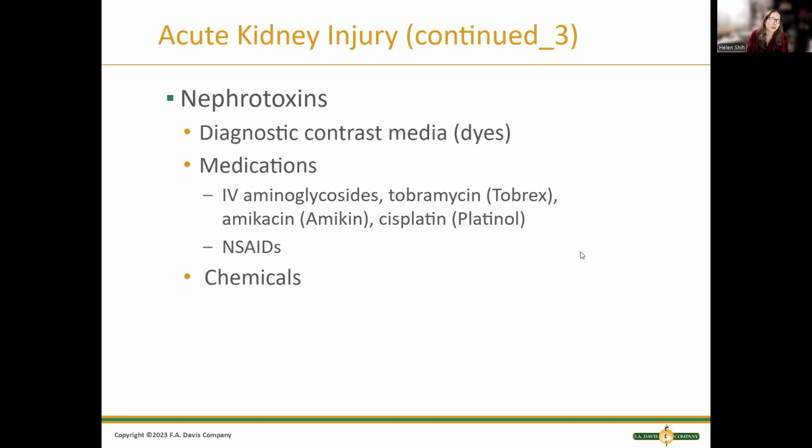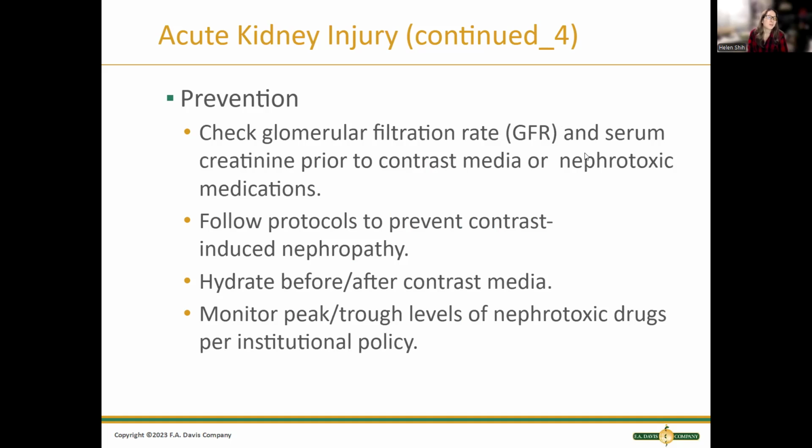And so there could be certain chemicals that we're exposed to that would cause the kidneys to spend too much energy to excrete them out of the body. And so that could cause an acute kidney injury as well, where the cause of it is that we overwork the kidneys as a result of putting too much for it to break down and filter out. The prevention of acute kidney injury can be checking the GFR and serum creatinine prior to contrast media or nephrotoxic drugs.